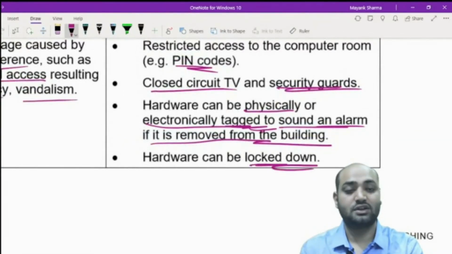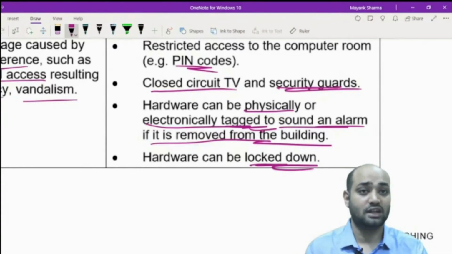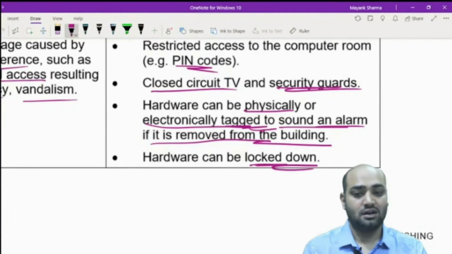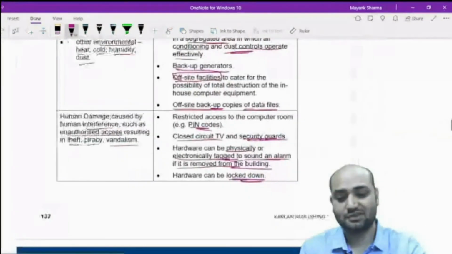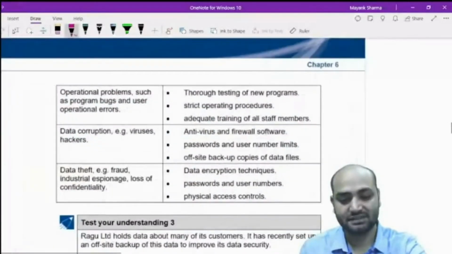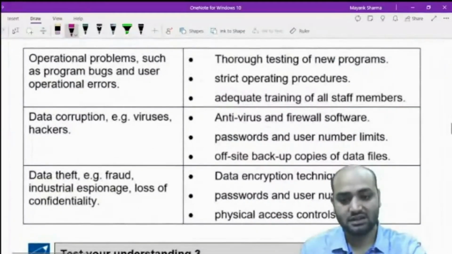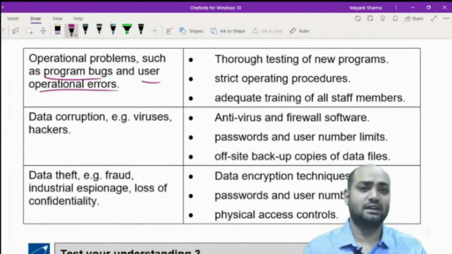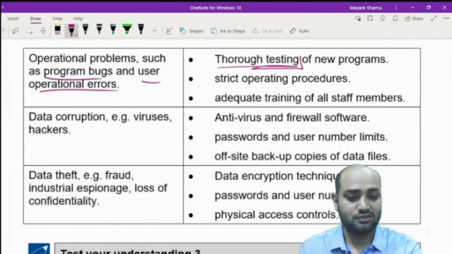Hardware can be locked down. You can keep the hardware under lock and key. What happens generally in schools and colleges is that the projector is up high and the associated CPU is locked in a proper iron chamber so that you can't tamper with that, right? So things like that are the countermeasures against risks. Next, let's talk about more risks. Operational problems such as program bugs and user operational errors, like you accidentally deleted something or there's some bug which is hampering your system. Then bugs can be eliminated through proper testing.